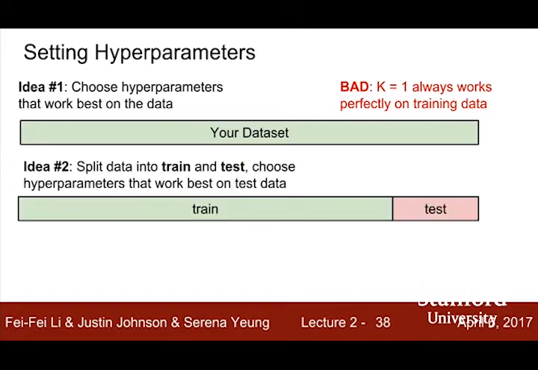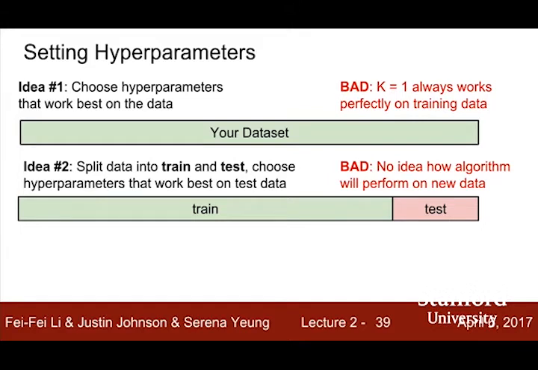Don't do this. Another idea that you might think of is maybe we'll take our full data set and split it into some training data and some test data. Now I'll try training my algorithm with different choices of hyperparameters on the training data, and then I'll apply that trained classifier on the test data, and pick the set of hyperparameters that cause me to perform best on the test data. This seems like maybe a more reasonable strategy, but in fact, this is also a terrible idea, and you should never do this.